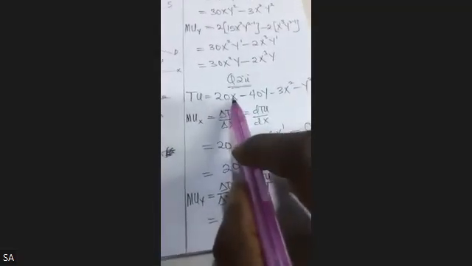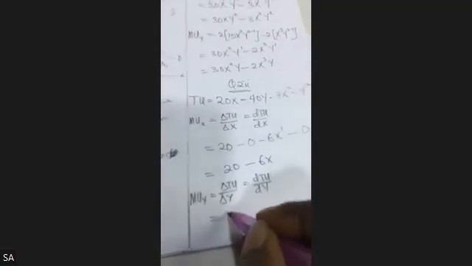So class, let's go there. Okay class, if you're with me, I want you to follow up. Now take a look at this, everybody. You know, this is 20x. Y is not attached, so it is 0. We are differentiating with respect to y. There is y here, 40y.